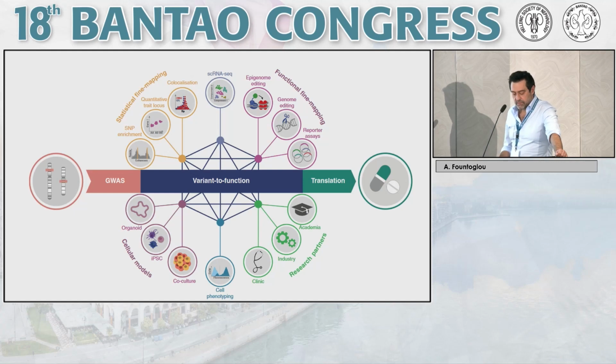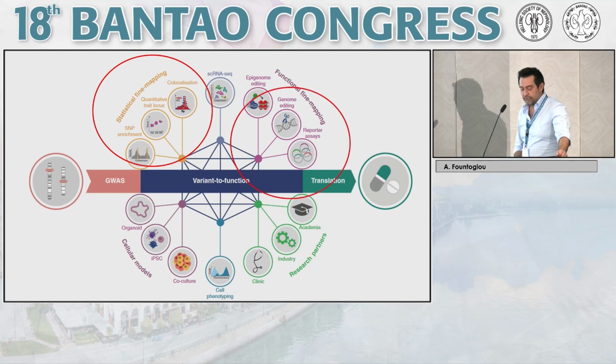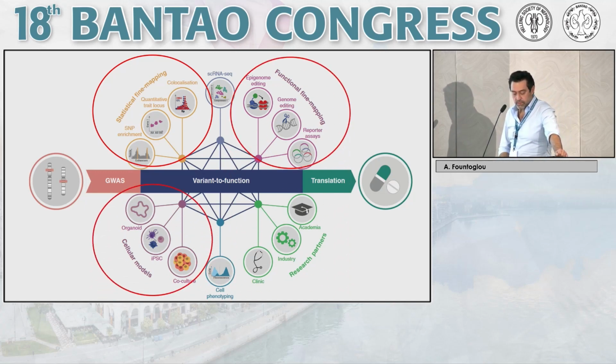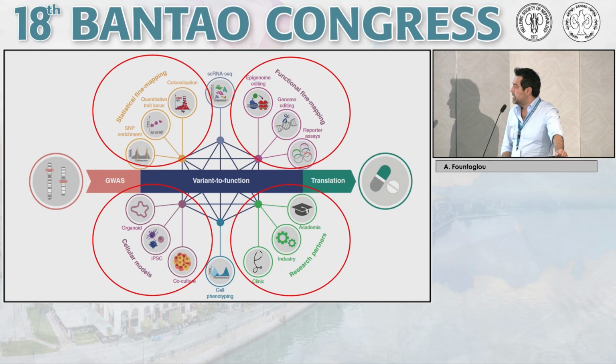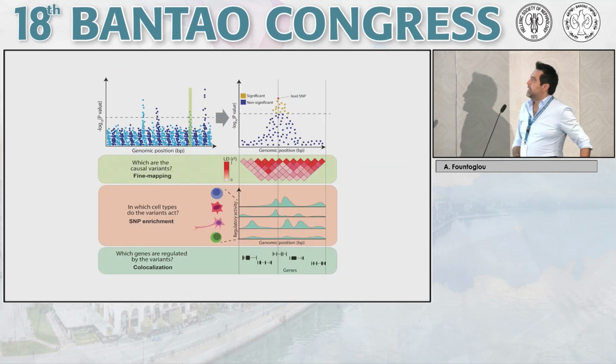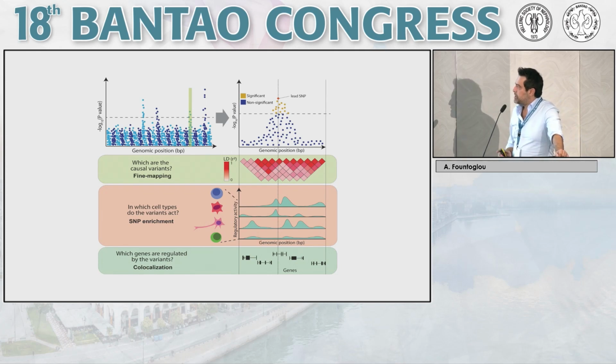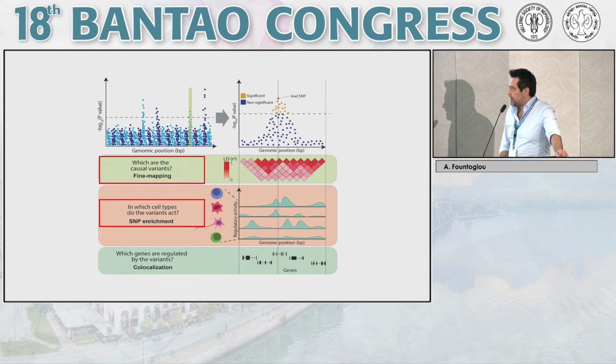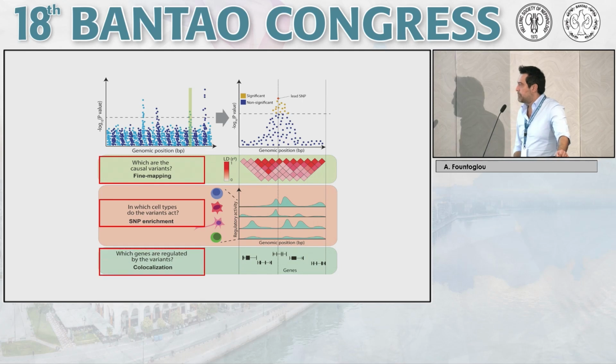In this post-GWAS field, there are many methods that create a path from GWAS to biology and clinical practice. Statistical fine mapping methods, functional fine mapping methods, and cellular models, all together, permit research partners, clinics, industry, and universities to walk with confidence on this path. To clarify this complex post-GWAS field, I have selected three crucial questions that need to be answered whenever a genetic locus is under the research microscope. Which are the causal variants? In which cell types do the variants act? And which genes are regulated by the variants?